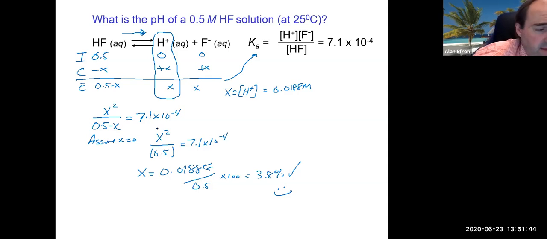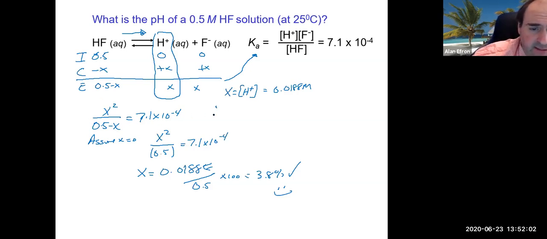Remember, small is pretty much anything less than 1. So anything with a negative exponent on the K value, you can give it a shot. Again, it may not always work, but a lot of times it will work. Anything that's greater than 1 is considered large, so you can't do that assumption.